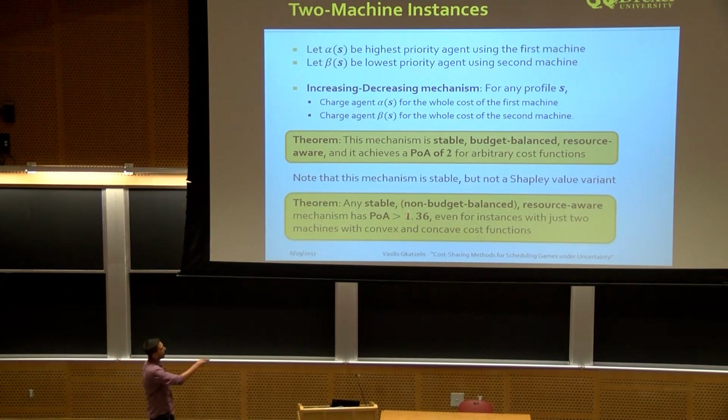And finally, a lower bound, which says that we could not hope for much better. In fact, there's a price of anarchy lower bound of 1.36, even for two machines, and even for the special case of convex and concave cost functions, for which, as I mentioned before, we already get a price of anarchy upper bound of 2. So this is a lower bound that applies both to this and to the previous slide.